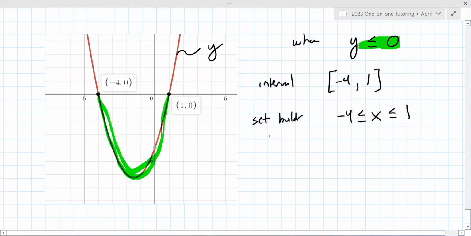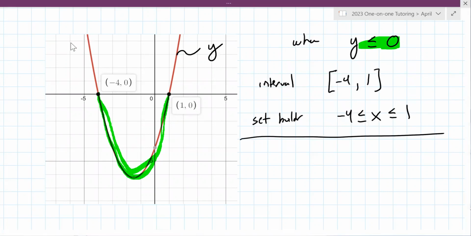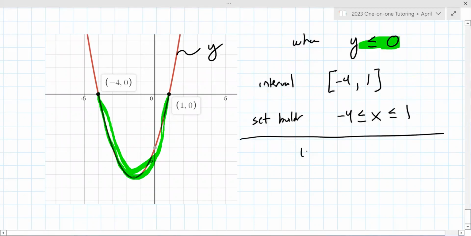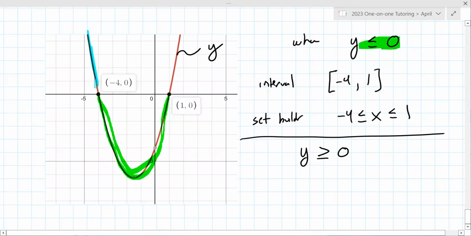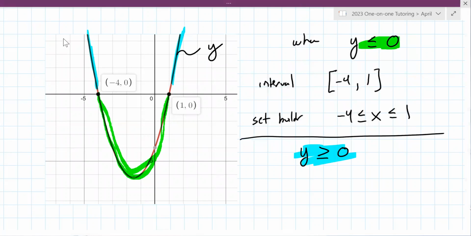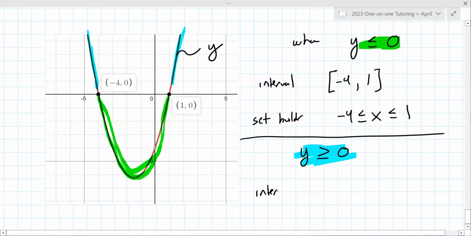Now in the same screen here, I can ask you something similar, which is where is y greater than or equal to 0? And I'll do that in blue here. I want interval and set builder notation. Wouldn't it just be the same thing? It can't be, because it's between. Maybe I flip my signs.